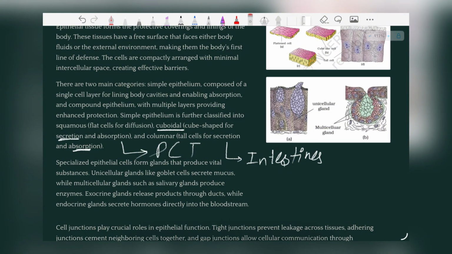Specialized epithelial cells form glands that produce vital substances. Unicellular glands like goblet cells secrete mucus, while multicellular glands such as salivary glands produce enzymes. Exocrine glands release products through ducts, while endocrine glands secrete hormones directly into the bloodstream.